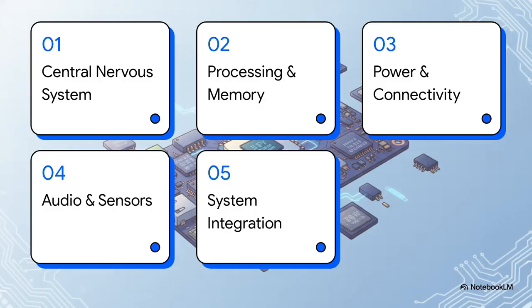Okay, so here is our exam revision blueprint for today. For all you engineering students out there, we're breaking this syllabus down into 5 logical systems for easy studying. 1, the central nervous system. 2, processing and memory modules. 3, power and connectivity systems. 4, audiovisual and sensory components. And 5, system integration and flow.